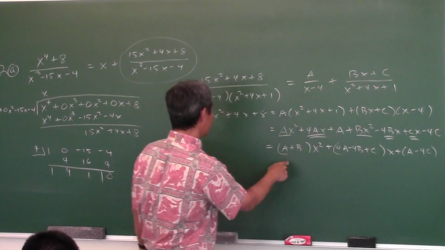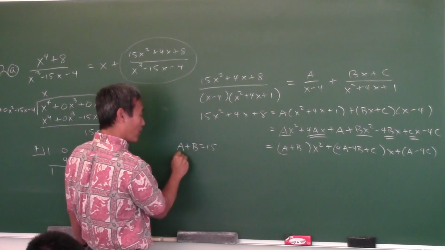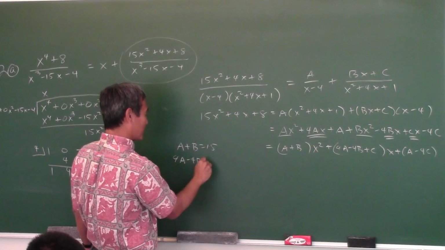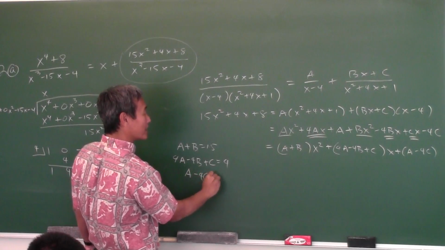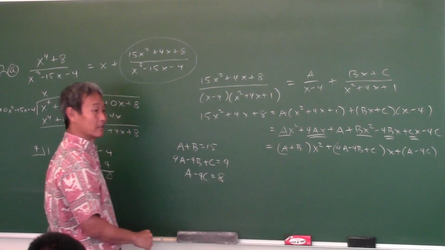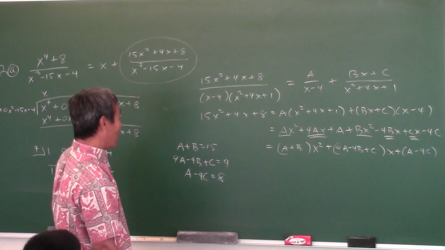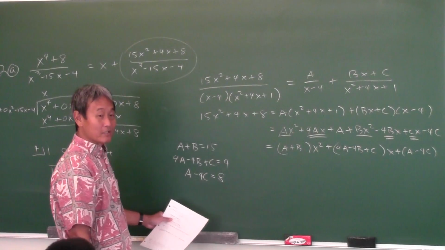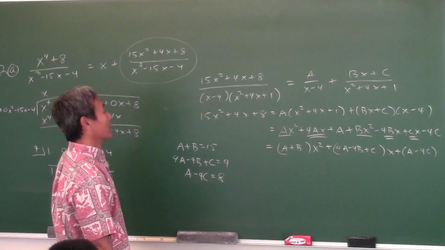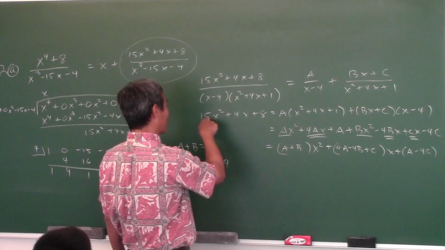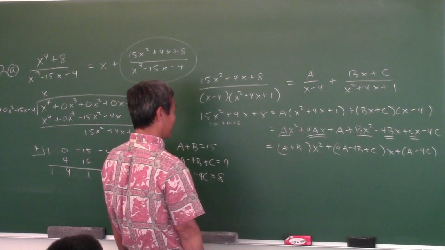So if you equate the coefficients, a plus b has got to equal 15. 4a minus 4b plus c has got to equal 4. And a minus 4c has got to equal 8. Okay, now most people do not want to solve 3 equations, 3 variables. That's why you do the hybrid. Like, what's a good number to plug in for x? 4. So if you plug in 4, you get 240 plus 16 plus 8. Is that a problem?